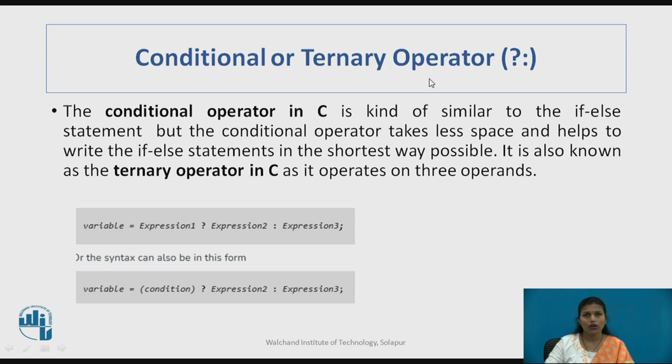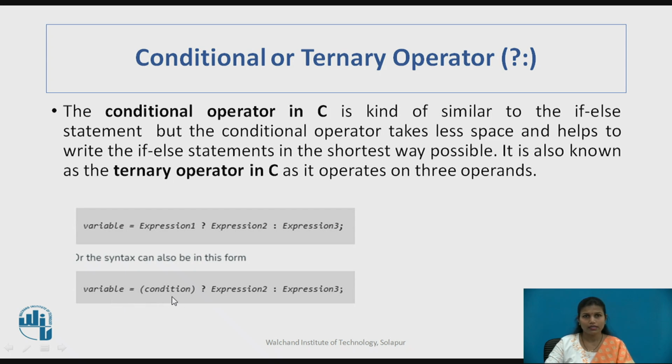Next is the conditional or ternary operator. The conditional operator in C is kind of similar to the if-else statement, but the conditional operator takes less space and helps to write the if-else statement in the shortest way possible. It is also known as the ternary operator in C. So as an option for the if-else statement, you can use the ternary operator.